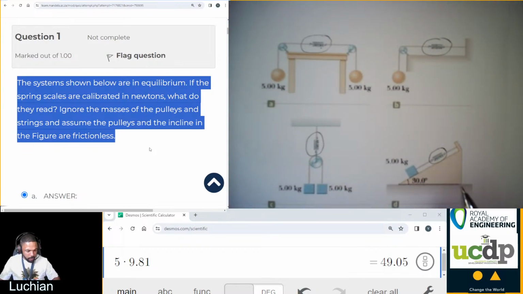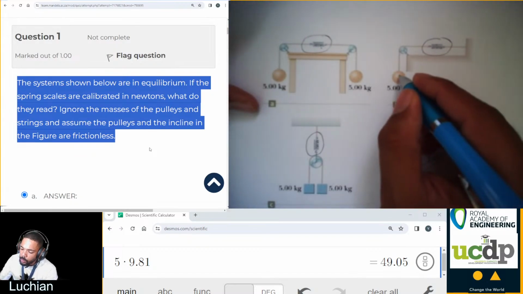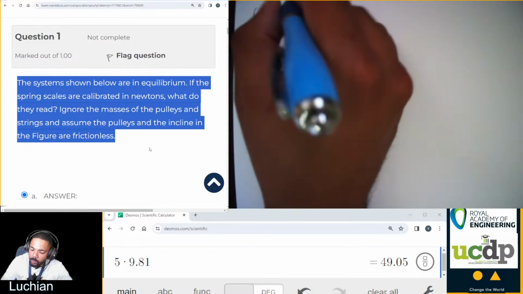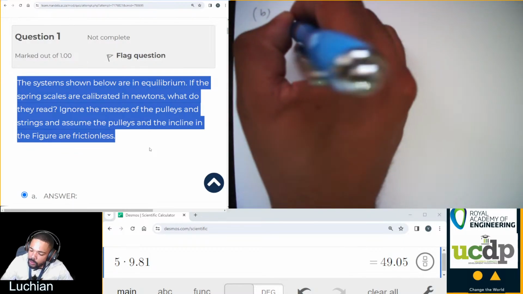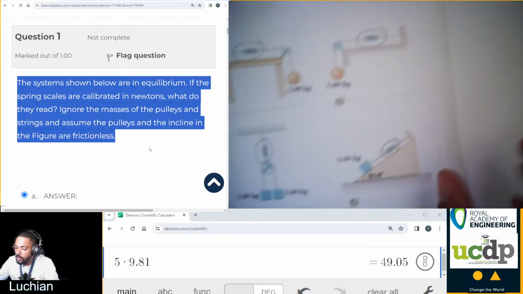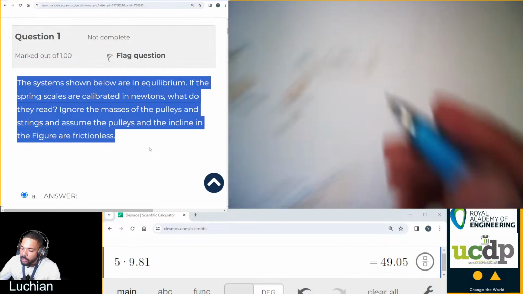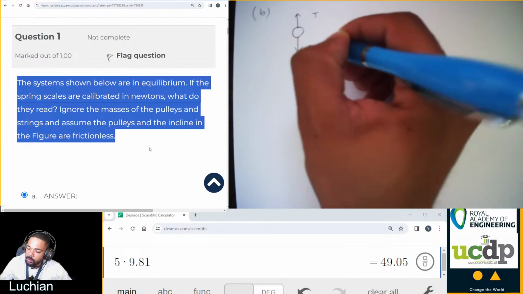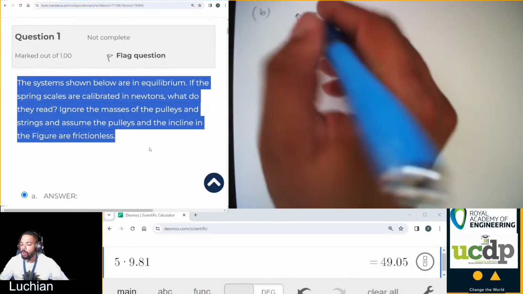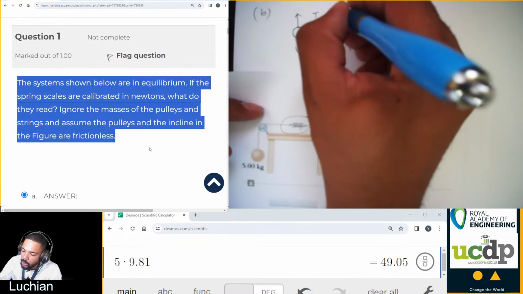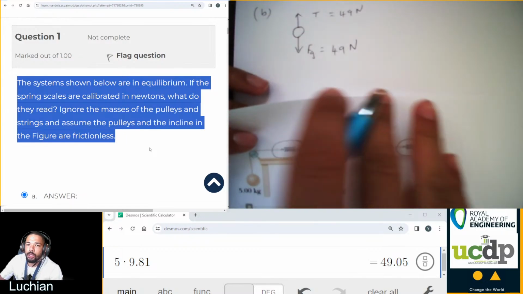Basically the same thing. If we were to draw the free body diagram for B, it is going to be exactly the tension on that ball there. It's going to be the tension on it and its weight, which is the force of gravity, 49 newtons. So the tension is going to be exactly the same. It's also going to be 49 newtons.